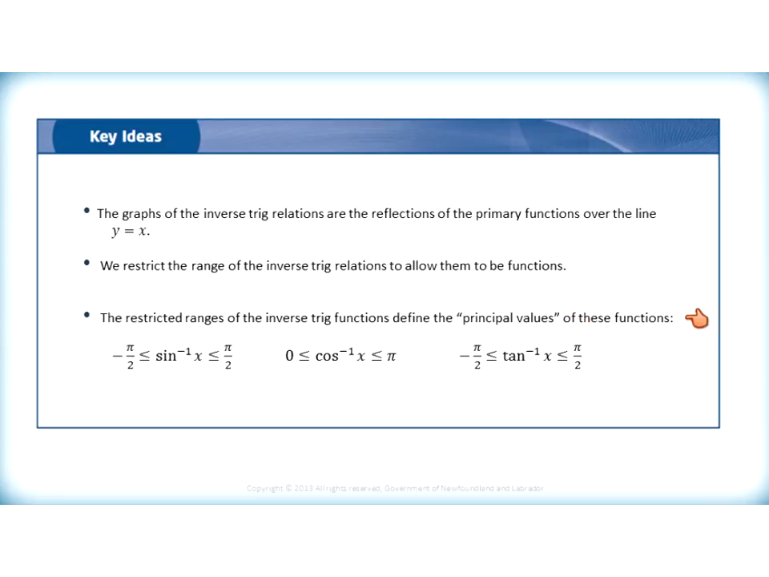And so when we do that, the restricted ranges of the inverse trig functions define what we call the principal values of these functions. So the y values, for sine, we're always between negative pi over 2 and positive pi over 2. For cosine, we're stuck between 0 and pi. And for tan, we're between negative pi over 2 and positive pi over 2. But oopsie doopsie, look what's not right here. This should be strictly, because tangent never actually touches those values, does it? So be careful with that one.